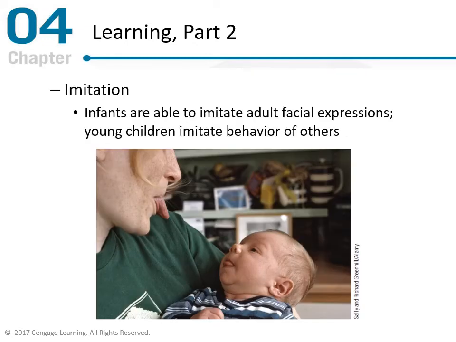So these are just some pictures of examples that we talked about in the earlier slides. Remember, imitation is a form of learning. Infants are able to imitate adult facial expressions. Young children imitate baby behaviors of others. So sticking your tongue out, smiling, those types of things. The babies will mimic all those facial expressions. So that's one, especially infants, right? That's one way that they definitely start a very, very basic starting to learn.